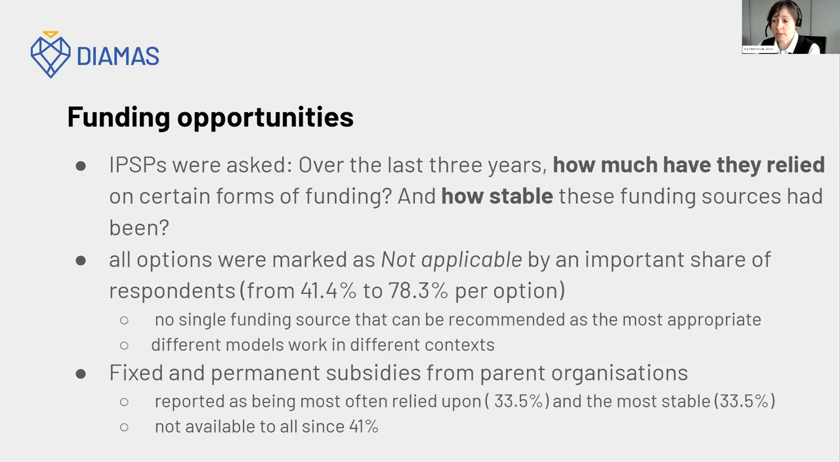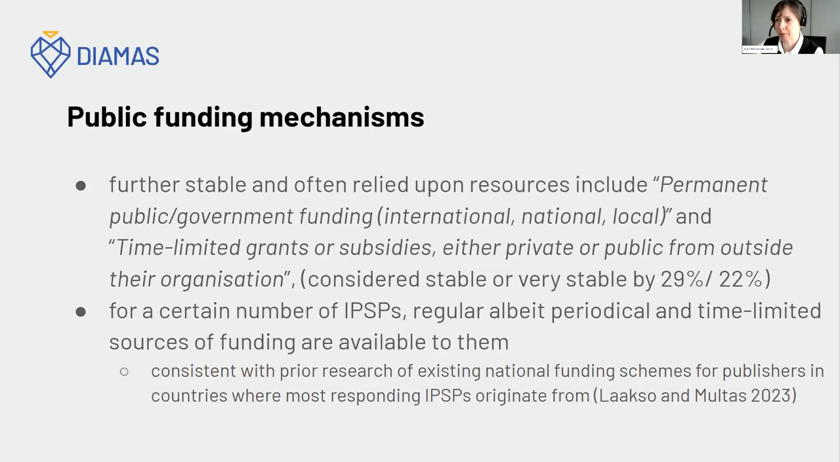The one source that was most prevalent was fixed and permanent subsidies from parent organizations. They were the most frequent, most relied upon, but also considered most stable. And you can see their percentages. But still, this is the most prevalent, but it is not for the majority. It is still not available to more than 40%. And of course, this depends on whether the IPSP has a parent organization or not. But this is something that we can see as a cornerstone of our IPSP funding mechanism.